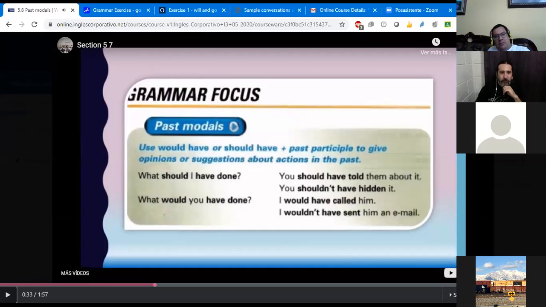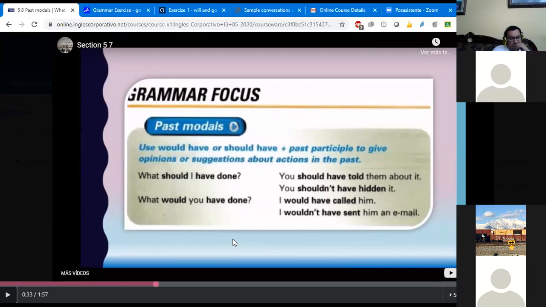Okay, now here you can see the structure, right? What should I have done? Or what would I have done? What would you have done? And they say you would have called him. You wouldn't have sent him an email. Okay. It would be asking for an opinion, somehow, yes. For example, what should I have done? What would you have done?